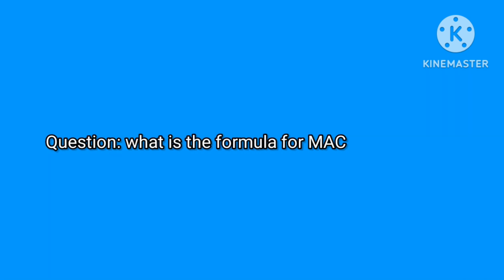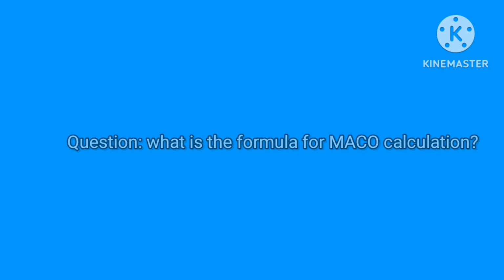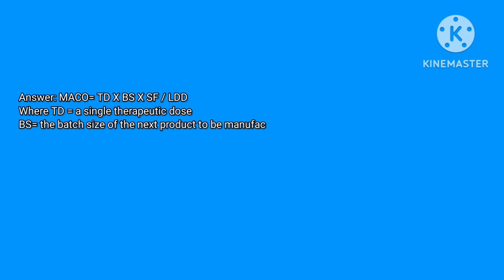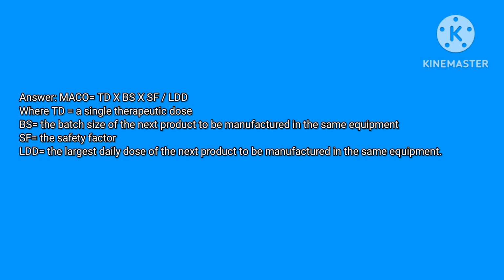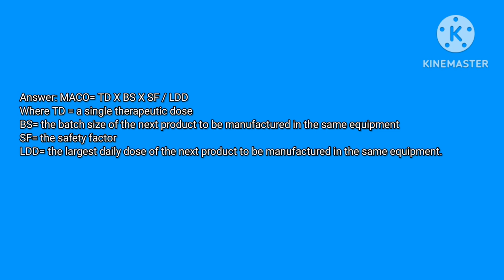Next question: what is the formula for MACO calculation? Answer is: MACO is TD into BS into SF upon LDD, where TD is a single therapeutic dose, BS is the batch size of the next product manufactured in the same equipment, SF is the safety factor, and LDD is the largest daily dose of the next product to be manufactured in the same equipment.